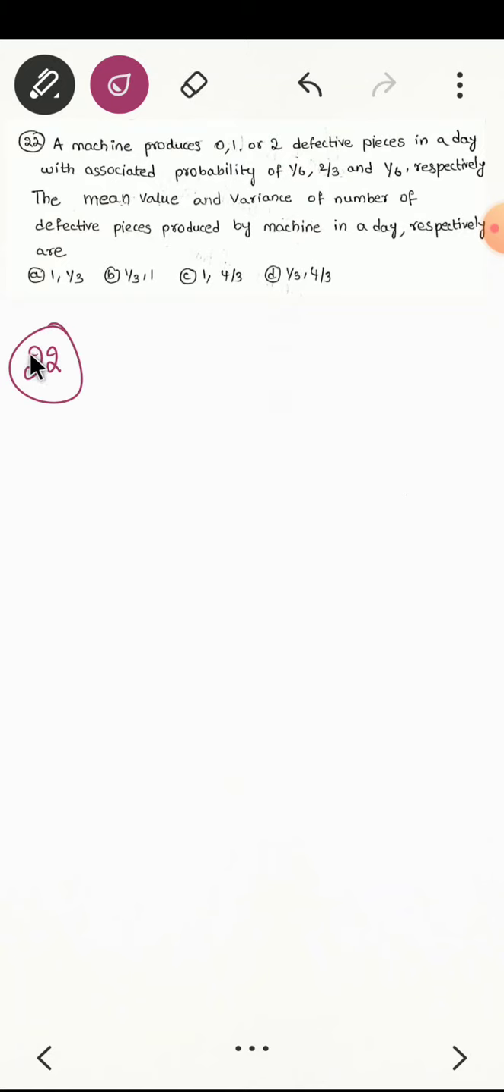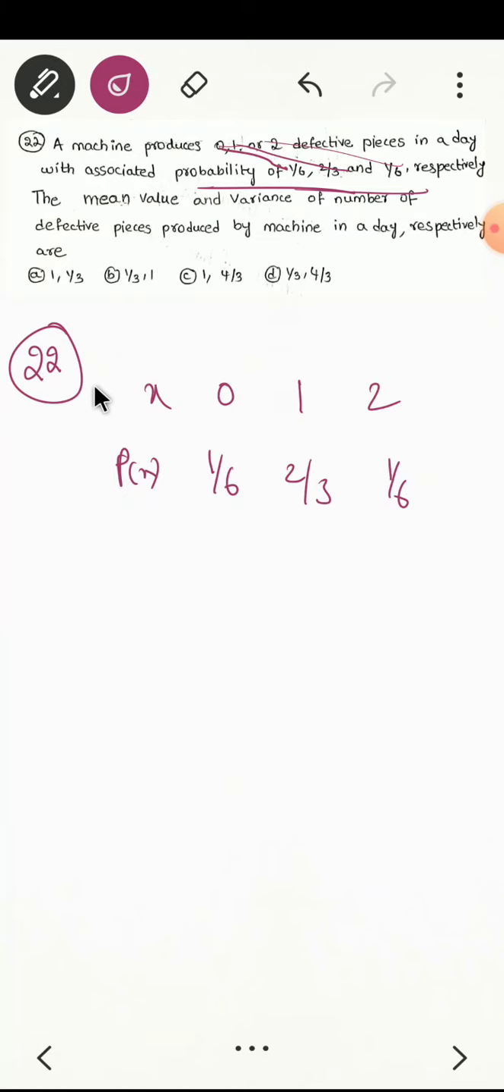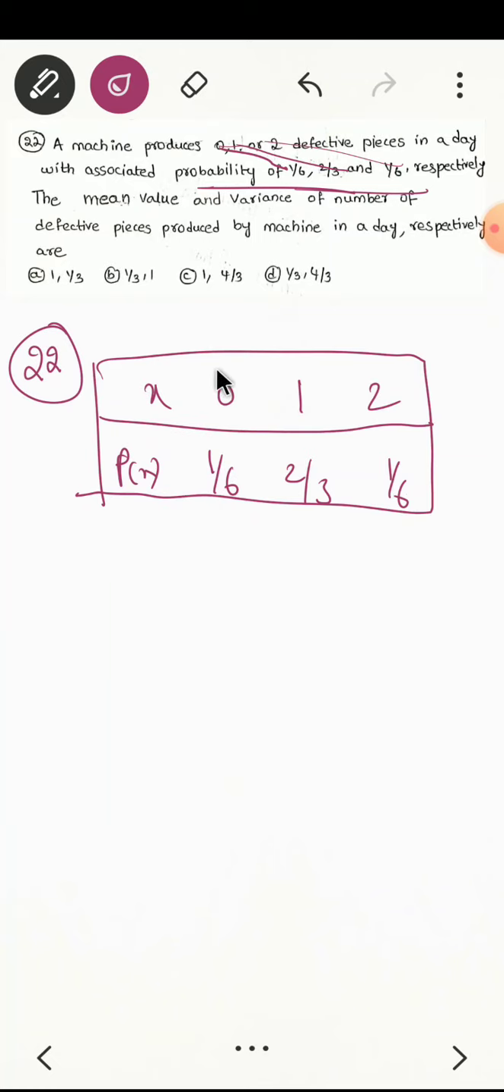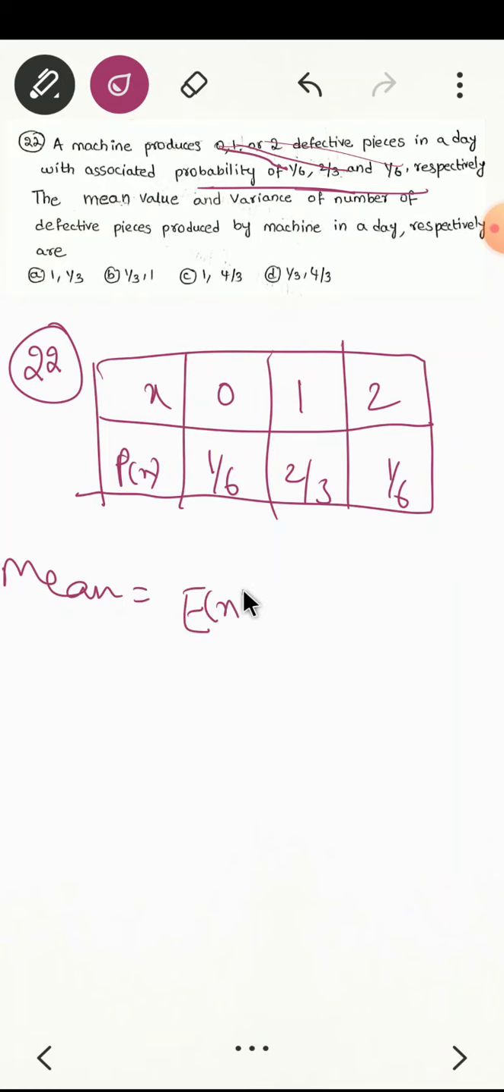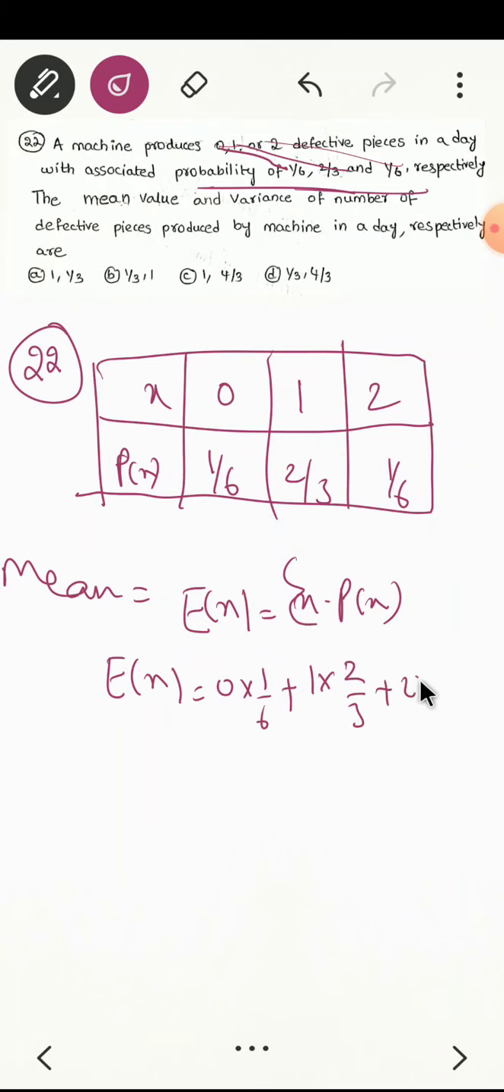Then problem number 22. A machine produces 0, 1, 2 defective pieces in one day, with associated probabilities 1 by 6 for 0, 2 by 3 for 1, and 1 by 6 for 2. They are asking for the mean value and variance. Mean is easy. Mean is E of x, which is x into P of x: 0 into 1 by 6 plus 1 into 2 by 3 plus 2 into 1 by 6. So total E of x I am getting as 1.